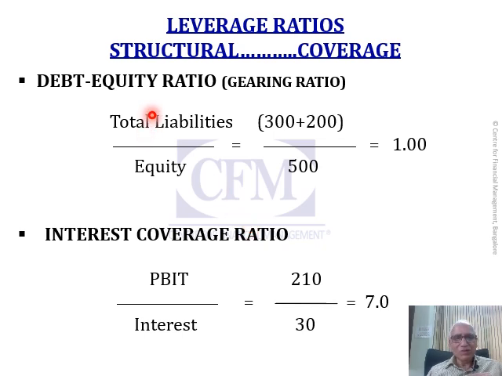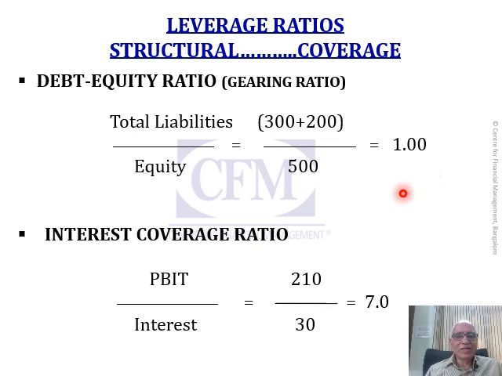The most important structural ratio is debt equity ratio, also called a gearing ratio. It is defined as total liabilities divided by total equity. Total liabilities or total debt of Horizon Limited is 500 million, equity is 500 million. So the debt equity ratio is 1. For most of the firms, a debt equity ratio of 1 is considered as a norm. For capital intensive firms, a higher debt equity ratio is allowed, 2 to 1, 3 to 1, or sometimes even 4 to 1.